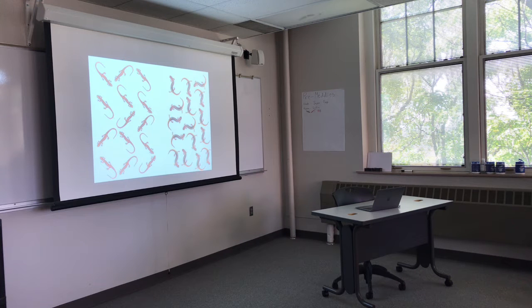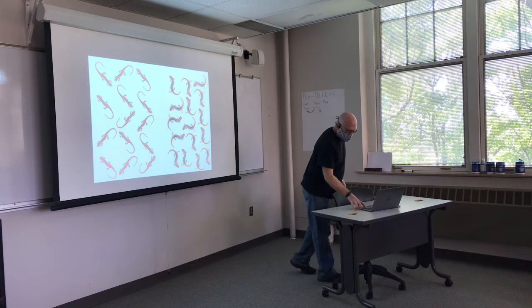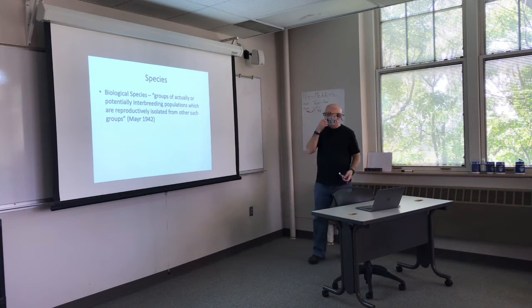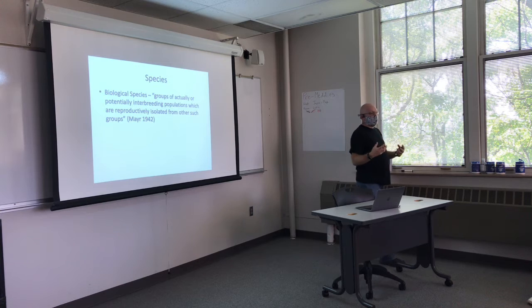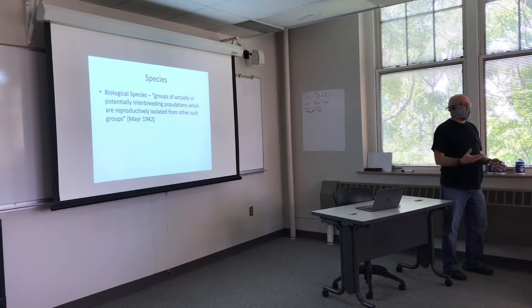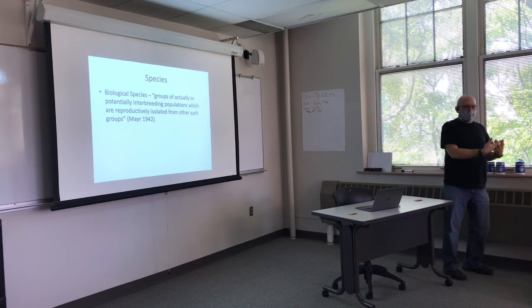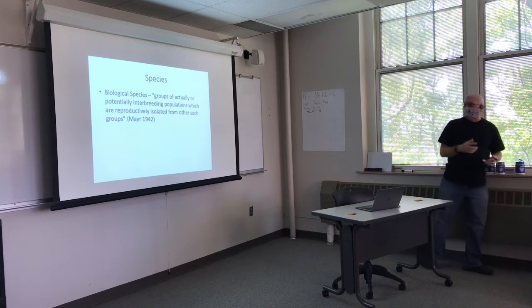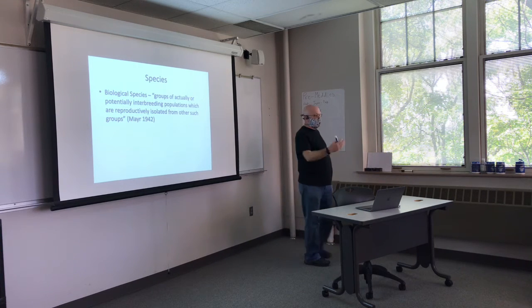Oftentimes the only species concept you learned back in high school is the biological species concept, which is put forth by Ernst Mayr in 1942. Groups of organisms that are potentially capable of interbreeding are in the same species. And this is easy and intuitive to think about. If you're capable of breeding with one another, you must be of the same species because your gametes are compatible with one another. And it doesn't say here, but the result of that interbreeding also has to produce viable offspring that are also capable of reproducing.